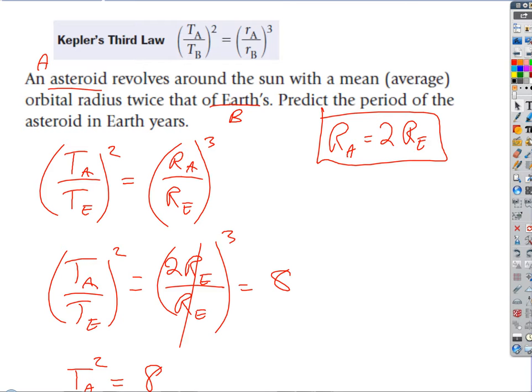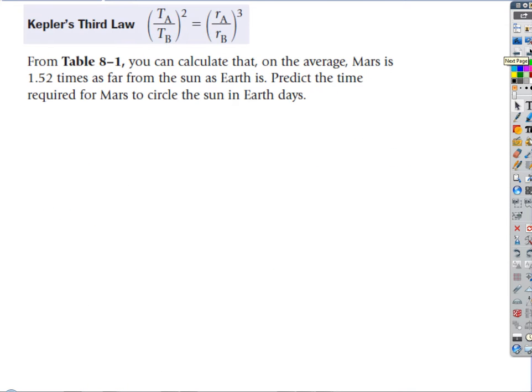Maybe we just got through one. We did this one, and I think that was it. So let's try maybe another one of these. So how can we do something like this? So can we calculate, we know that on average Mars is 1.52 times as far from the sun as Earth. Predict the time required for Mars to circle the sun in Earth days. Okay, so how are we going to do that?